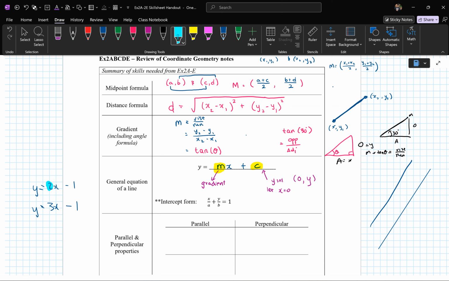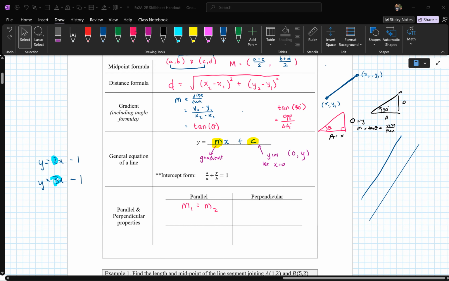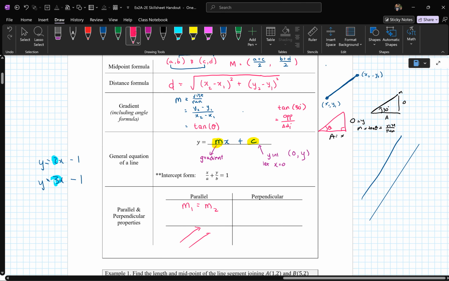This is 2. This is 3. So for sure they're going to intersect because they're running at a different rate. Eventually they're going to intersect each other. So your property here is you must write, for parallel lines, the gradient of one equation has to equal the gradient of the second equation. M1 has to equal M2. So that's one of the first properties. And that will then look like this. So you get two parallel lines.